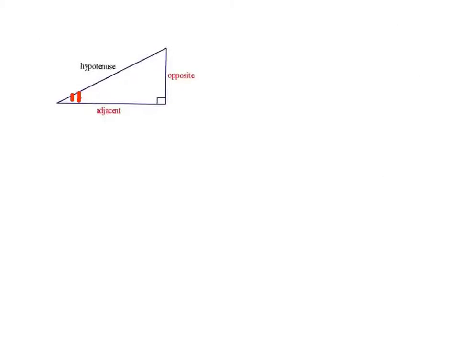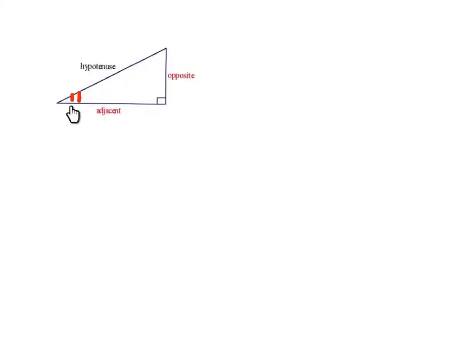When you're working with trigonometry on right triangles, the three sides of the triangle have special names. The hypotenuse of the triangle is the side opposite the right angle, and it is always the longest side of the triangle. The other two sides are referred to as the opposite and the adjacent, but which one is which depends on which angle you're looking at.